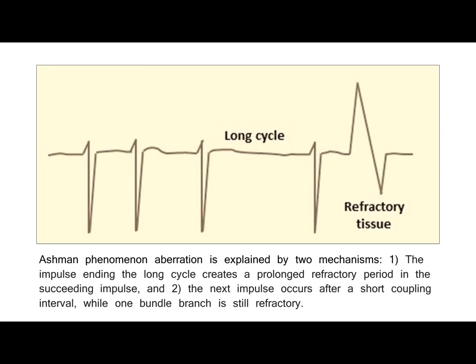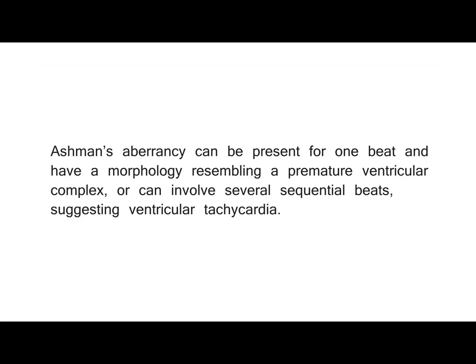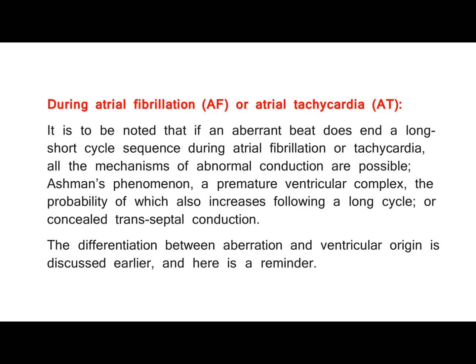Ashman phenomenon aberration is explained by two mechanisms. 1. The impulse ending the long cycle creates a prolonged refractory period in the succeeding impulse, and 2. The next impulse occurs after a short coupling interval, while one bundle branch is still refractory. Ashman's aberrancy can be present for one beat and have a morphology resembling a premature ventricular complex, or can involve several sequential beats, suggesting ventricular tachycardia, during atrial fibrillation, AF, or atrial tachycardia, AT.